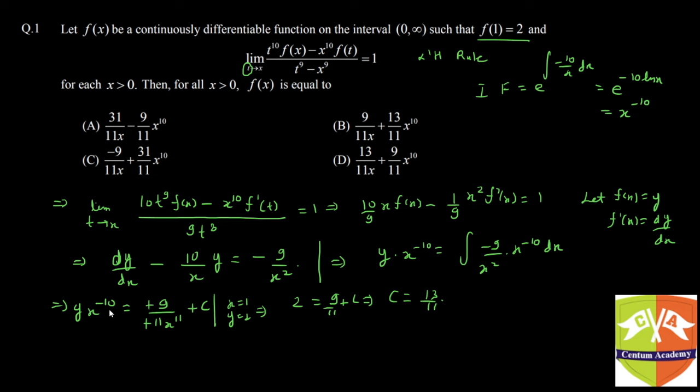So if I multiply by x raised to the power 10, my y, which is f(x), becomes 9 by 11 x plus 13 by 11 times x raised to the power 10. And which option is this? This is my option number B.